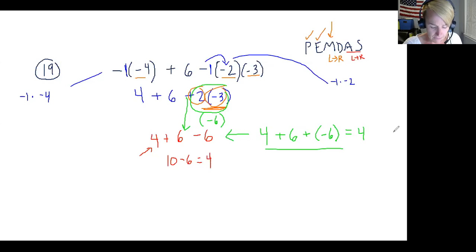So I'm going to leave you to do 20, 21, 22. I'm going to let you do 23 and 24 all by yourselves. I don't think that you're going to have any problem with 25 or 26. So you need to work all the way through number 26, and I will meet you back with number 27. Pause me and come back to me.